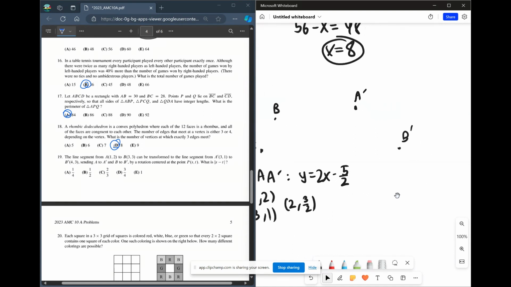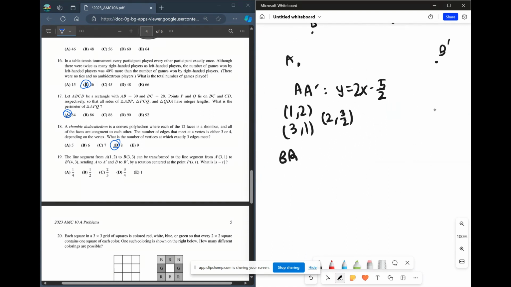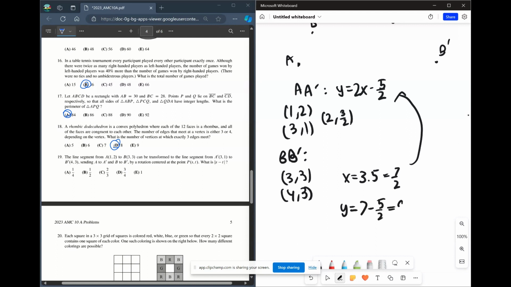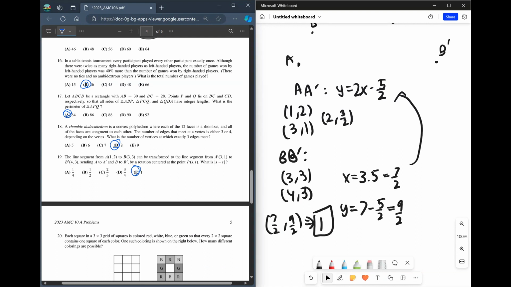All right, now let's focus on BB'. That has the points 3, 3 and 4, 3. And because they have the same y coordinate, it shouldn't really come as a surprise that the perpendicular bisector is x equals 3.5, which is 7 halves. And then if we plug that into here, we get y is equal to 7 minus 5 halves, which is 9 halves. So therefore, our center of rotation is 7 halves, 9 halves, and that means that it's 1. And that's answer choice C.